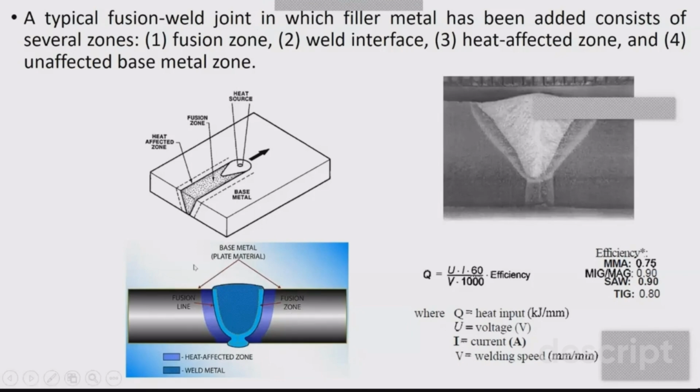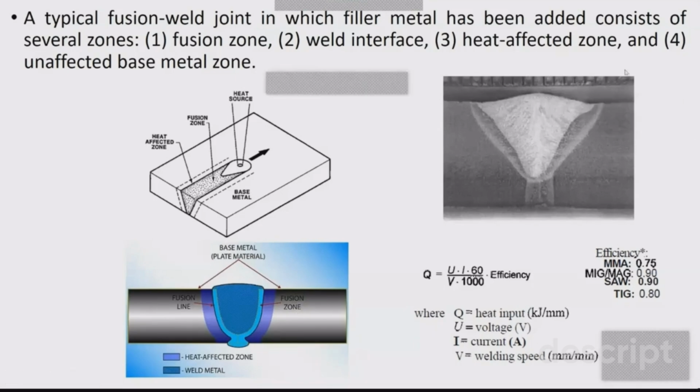So this is the typical diagram of a weldment, which has four distinct areas. One is the fusion zone, the other is the fusion boundary or fusion weld interface, the third one is the heat affected zone, and the fourth one is the unaffected base metal zone.